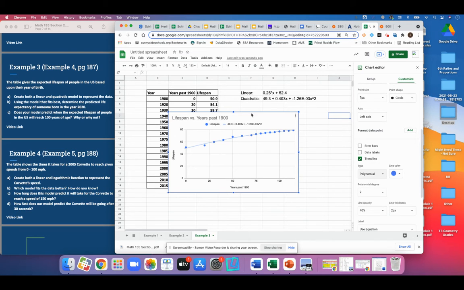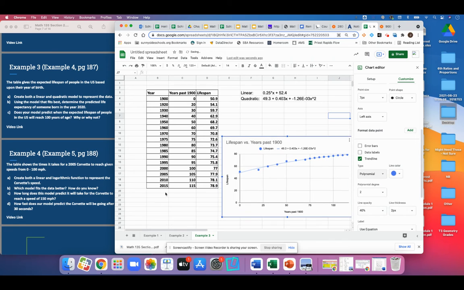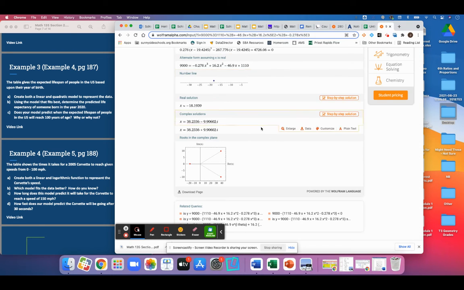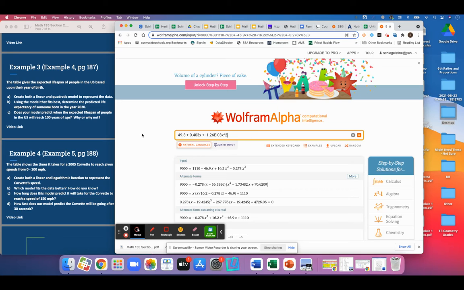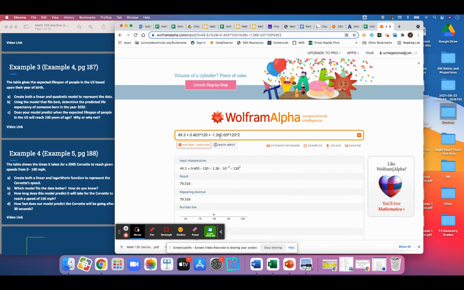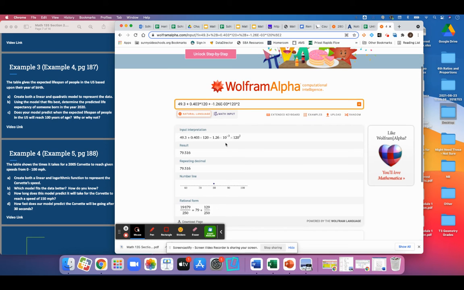We're asked to predict the lifespan of someone in the year 2020. And so the year 2020, that's 120 years after 1900. So we're going to be putting 120 in for our x values. And it was 120 that goes in here. Again, remember to put the multiplication symbol. There's 120 and 120. I'm a little bit concerned about Wolfram reading this correctly because of this E right here. But it looks like it did do it correctly, so that's not going to be a problem.